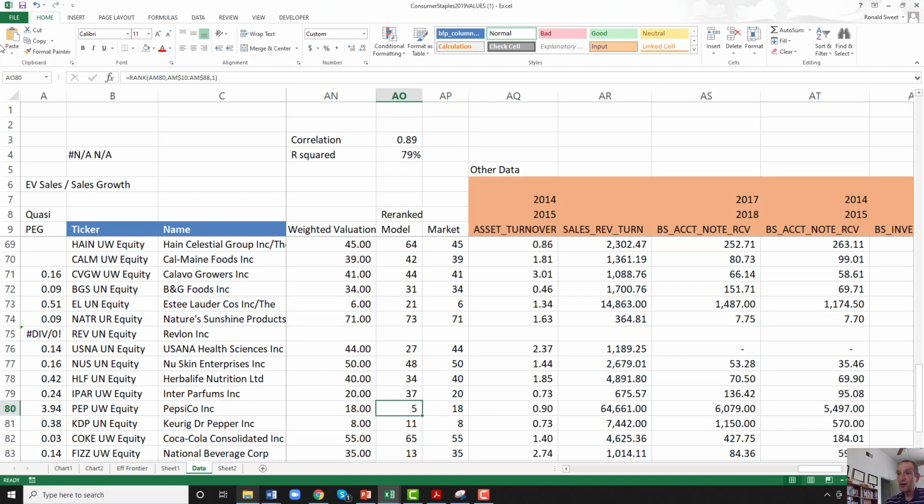Pepsi is a stock we used to own that we actually sold after we ran this model. Why? Because, oh no, actually we bought Pepsi. Excuse me, I said it backwards. We actually bought Pepsi. Our model liked them a lot, and they are one of the cheapest ones out there.